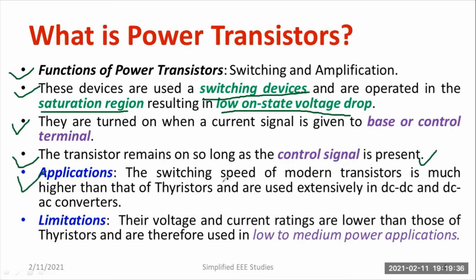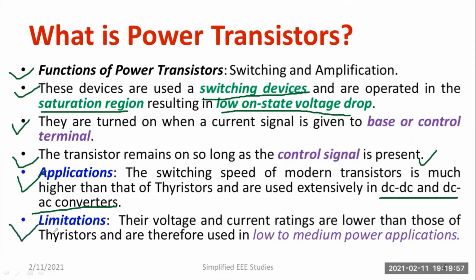Mainly, the applications of power transistors are focused on the design of DC to DC converters and inverters. Inverters are also called DC to AC converters. These are the main applications. There are many more, but as far as our subject is concerned, we are mainly focusing on DC-DC converters and inverters.